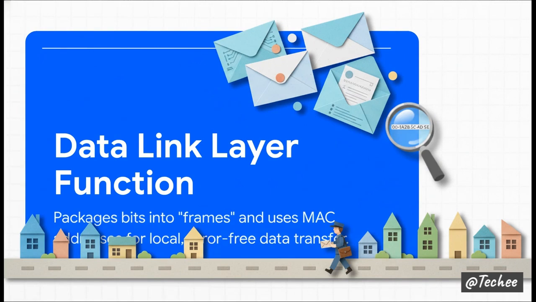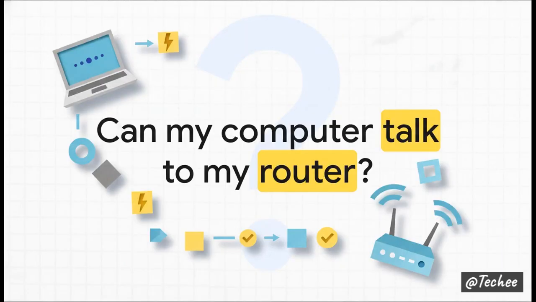What this layer does is take all those raw ones and zeros from layer 1 and group them into nice organized packages called frames. And to make sure these frames get to the right computer locally, it uses a unique hardware serial number that's burned into every single network card on the planet. That's called a MAC address. Think of it like a local mail carrier who only works on your street and knows every single house number by heart. So at this stage of troubleshooting, we're asking, can my computer even see my router?